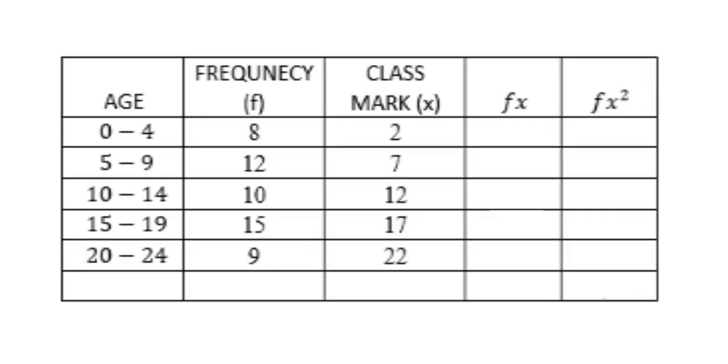To find the fx, you multiply the f values by the x values. So 8 times 2, which will give you 16. 12 times 7, which will give you 84. 10 times 12, which will give you 120. 15 times 17, which will give you 255. 9 times 22, which will give you 198. Very good. So that is how we calculate our fx. You multiply the f values by the corresponding x values. Glenys, have you done fx squared?